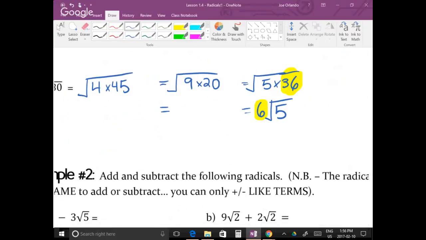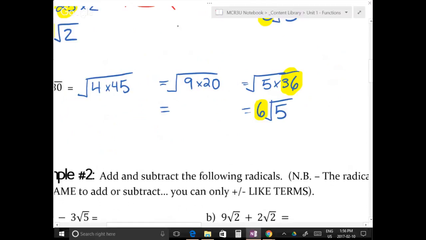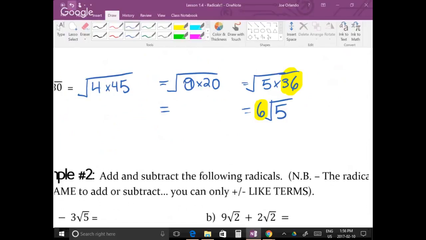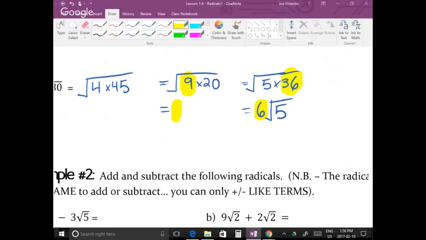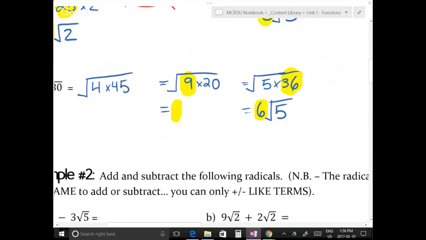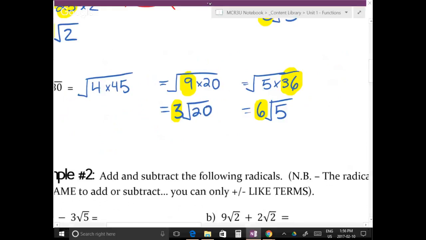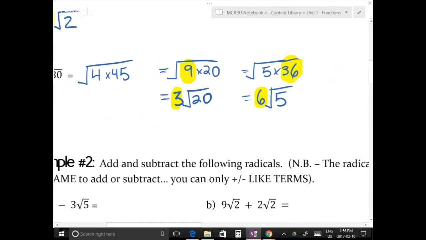What is the perfect square there? 9, okay. Yeah, 9 is the perfect square. What would my next line look like then? 3 times the square root of 20. Now the problem there is, are we done? Or could we break 20 up into parts? What could 20 be?